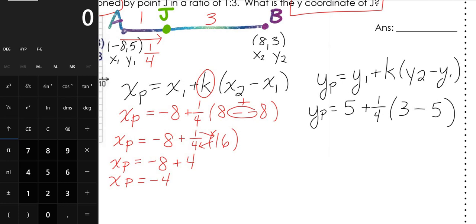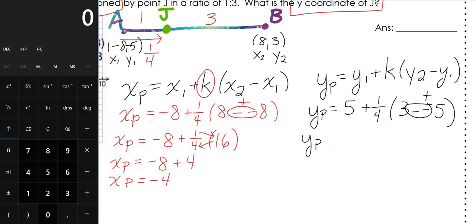Oh, I noticed my own mistake. The y1 is negative, and I didn't write that down. Okay, good thing I caught that. All right, so it's going to be 3 minus a -5. Okay, double negatives again becomes a positive.